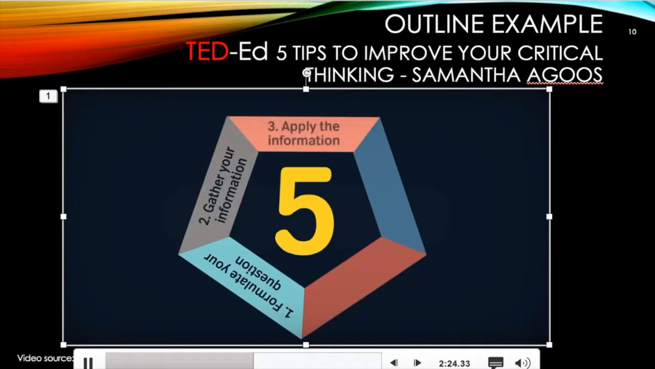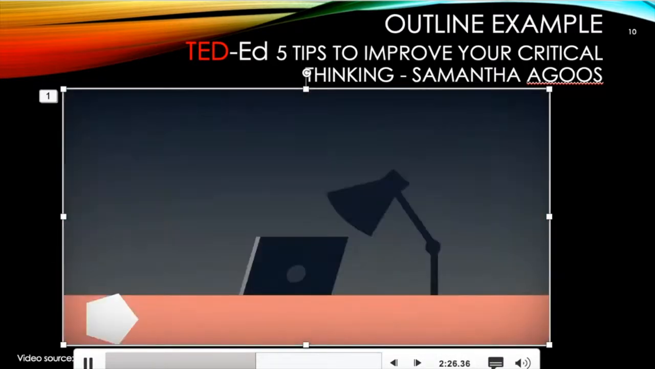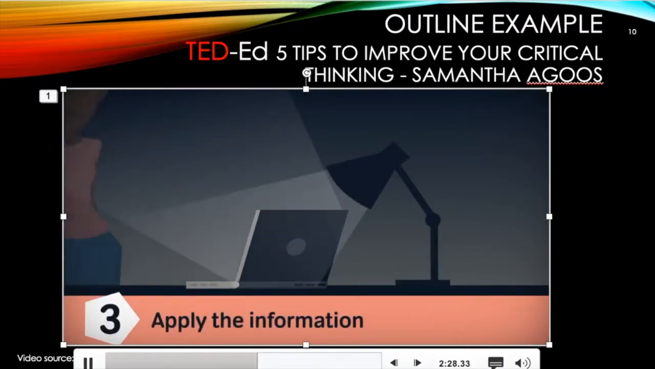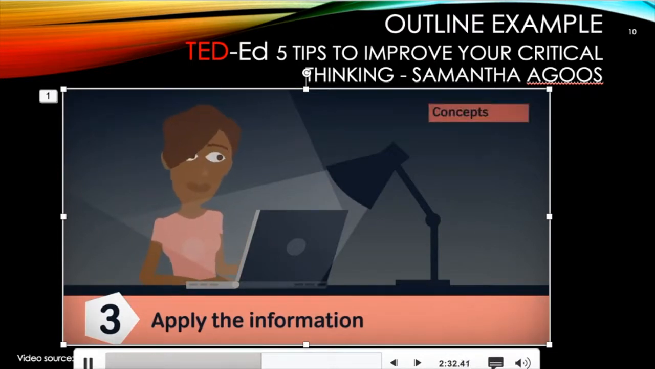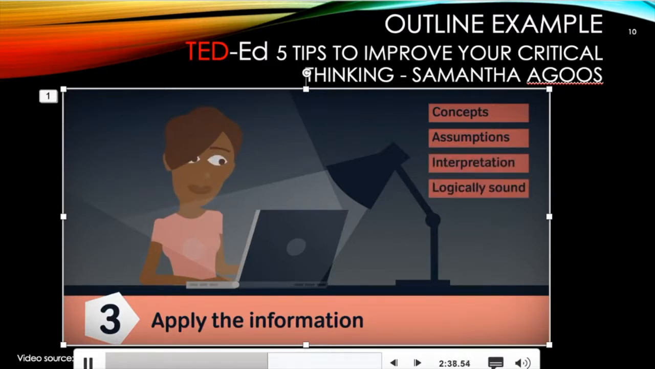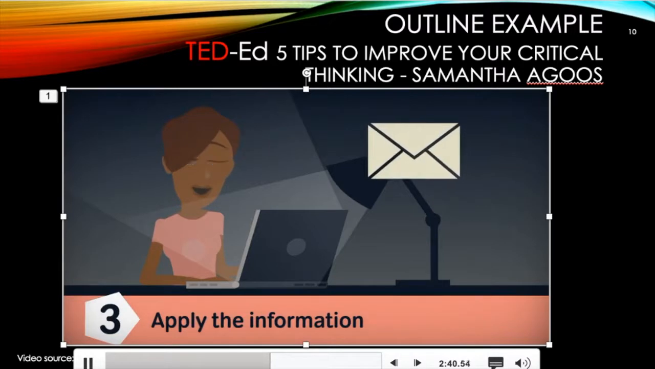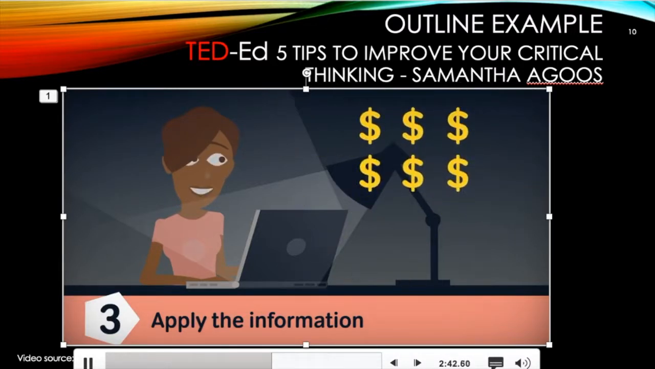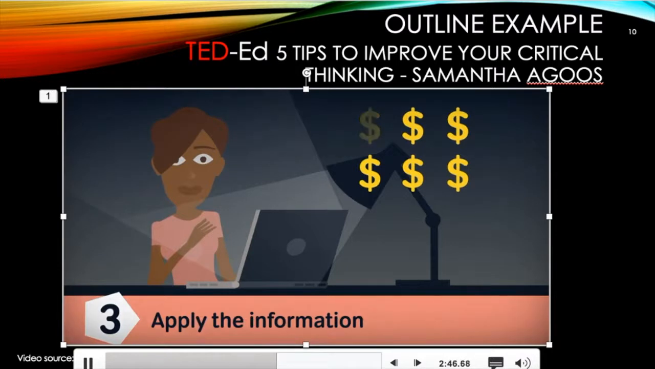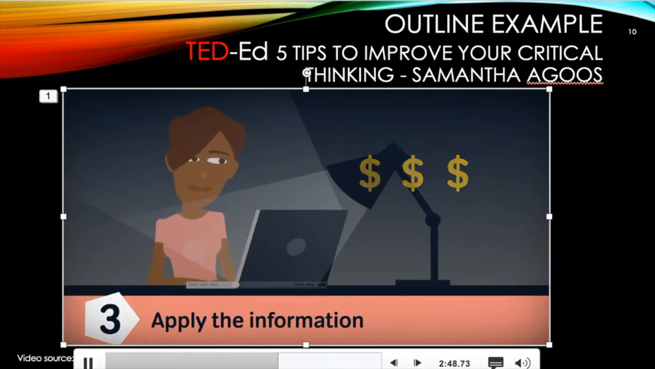3. Apply the information, something you do by asking critical questions. Facing a decision, ask yourself, what concepts are at work? What assumptions exist? Is my interpretation of the information logically sound? For example, in an email that promises you millions, you should consider, what is shaping my approach to this situation? Do I assume the sender is telling the truth? Based on the evidence, is it logical to assume I'll win any money?